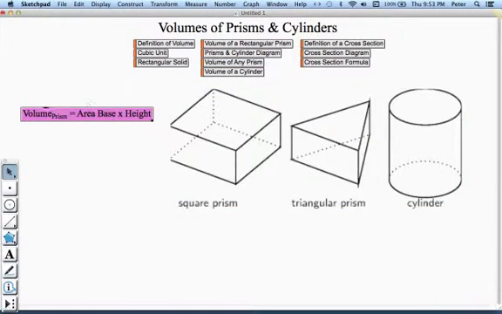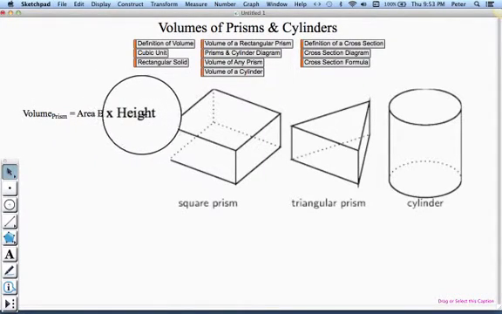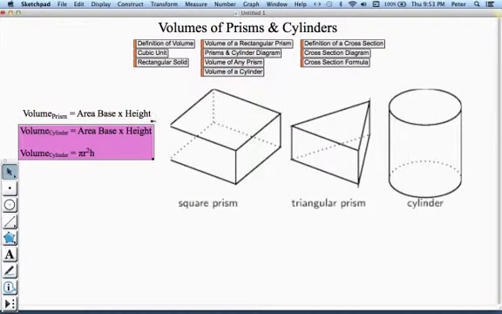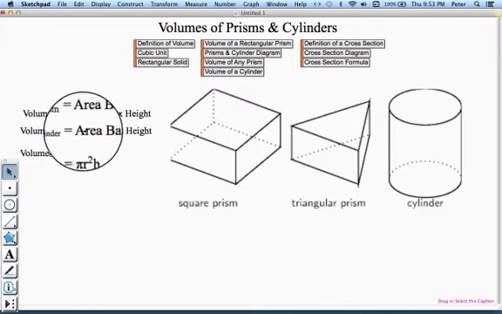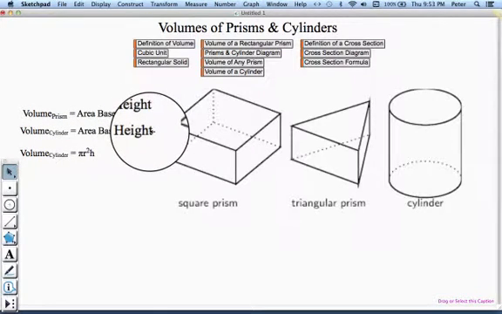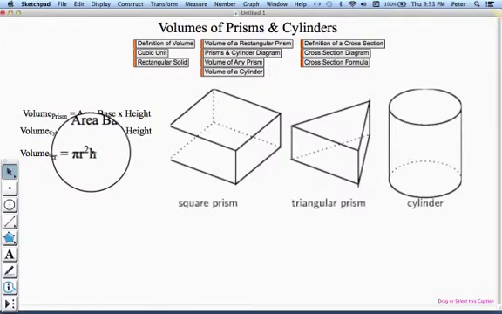So the volume of a prism, as we said, is the area of the base times the height. That applies to any kind of a prism, be it square prism, or triangular prism, or pentagonal prism, or something like that. The volume of a cylinder will also be the area of the base times the height. Now, when we recognize that a cylinder always has a round base, then the volume of the cylinder can be written as pi r squared times h.